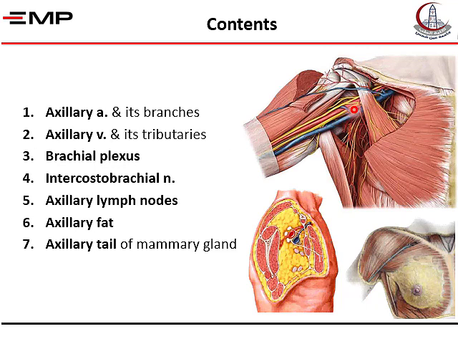Now, the contents of the axilla include the axillary artery and its branches, the axillary vein and its tributaries, the brachial plexus and its branches, and a nerve called the intercostobrachial nerve, which is the lateral cutaneous branch of the second intercostal nerve that supplies the axilla. There are axillary lymph nodes that drain the upper limb and the thoracic wall and back. All these structures are embedded in axillary fat, and in addition, there is a tail from the mammary gland that protrudes into the axilla.